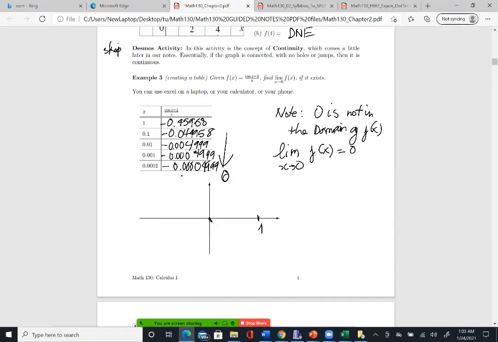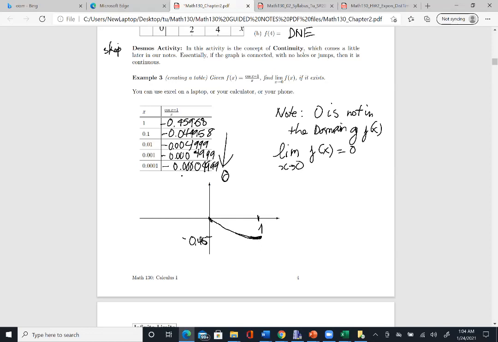So I say here is negative 0.45. So it's about 0.6, about here, and it keeps going smaller and smaller to 0, right? Okay, so that's just from the information in the table here.